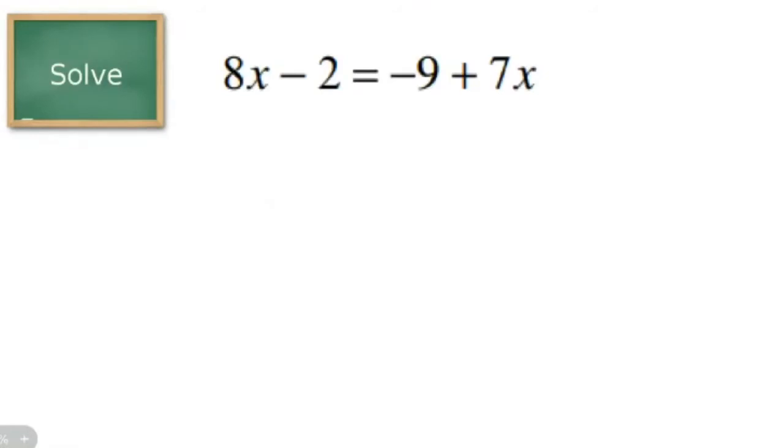Let's see what I have here. I have an 8x on the left minus 2 equals -9 plus 7x on the right. So I have an x on the left and an x on the right. This is one of those balance beam problems where if x represented xylophones and you wanted to weigh a bunch of xylophones, you would put 8 xylophones on one side and 7 xylophones on the right side.